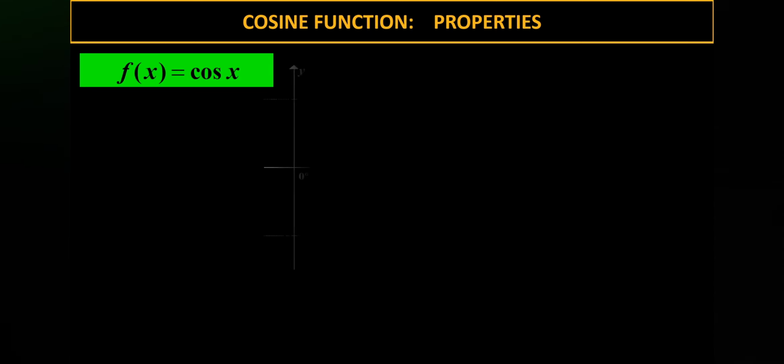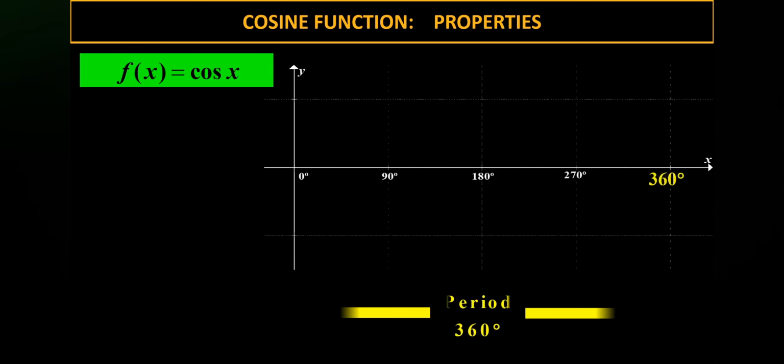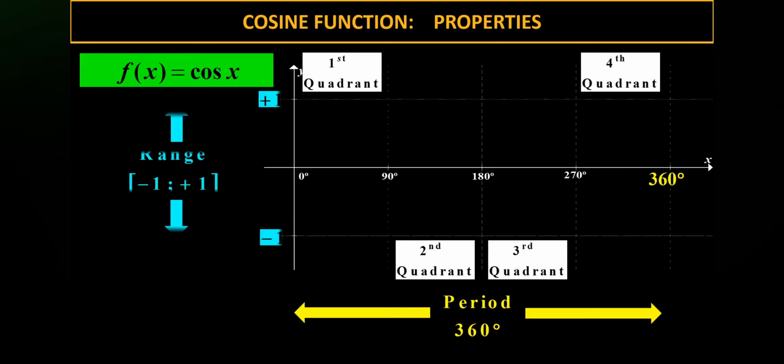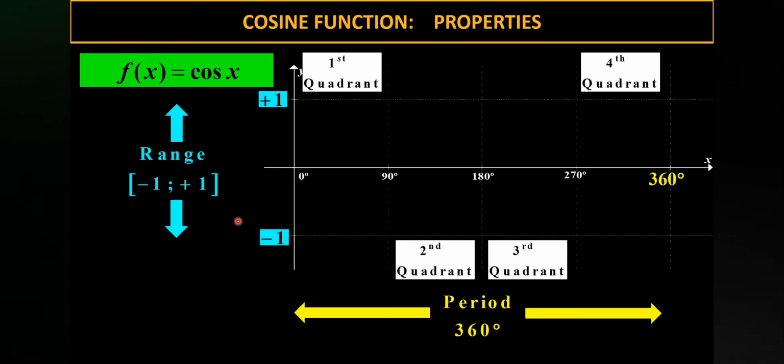Now let's look at the cosine function. Let's first of all have our axes there. The period for the cosine function is 360. First quadrant is positive, second quadrant is negative, third quadrant is negative, fourth quadrant is positive. The range for the cosine function, again, is between -1 and 1. -1 included, +1 included. The minimum value is -1 and the maximum value is +1.